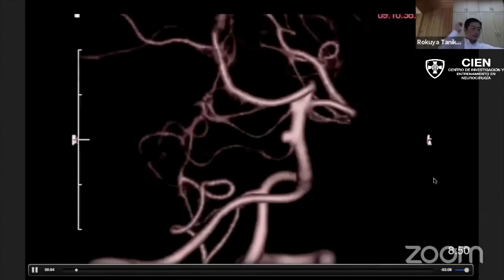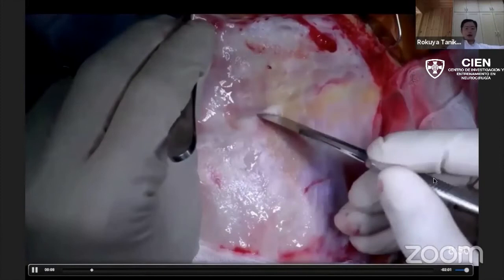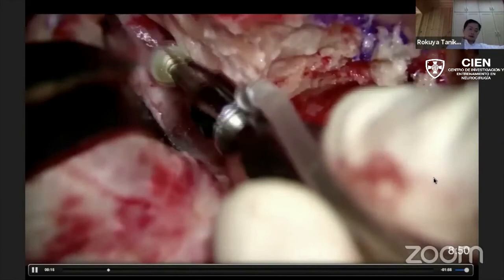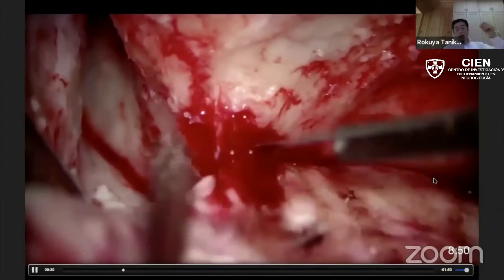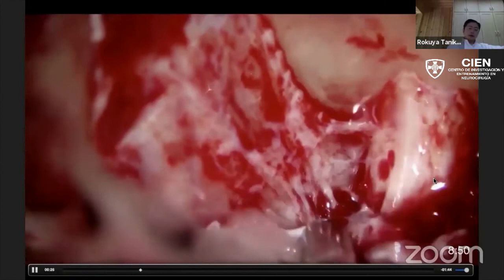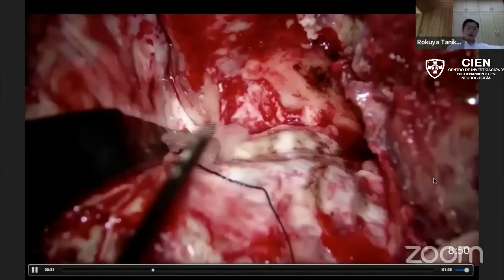Basilar ICA aneurysm, right side. The aneurysm usually arises from a mid basilar, so it is difficult to approach. But in this case, the aneurysm is in a high position because of arteriosclerotic change.